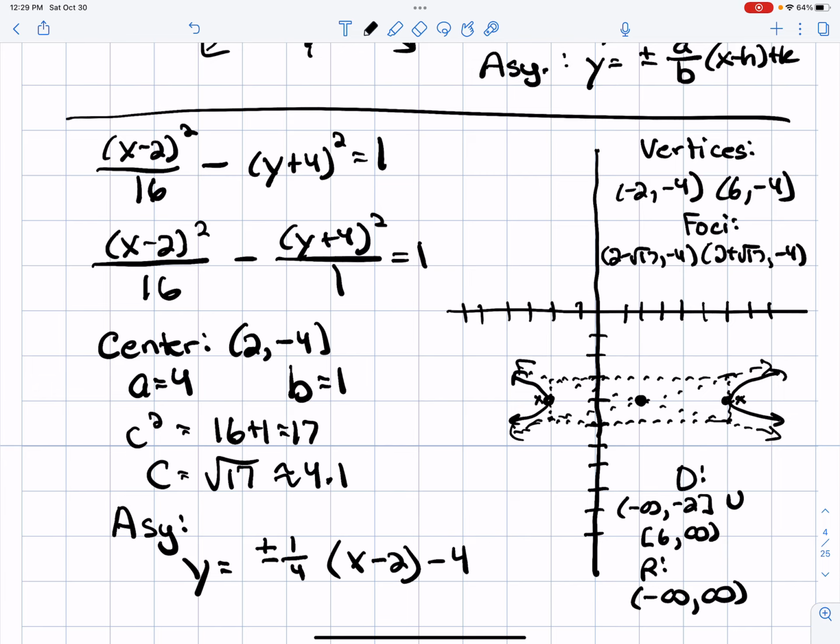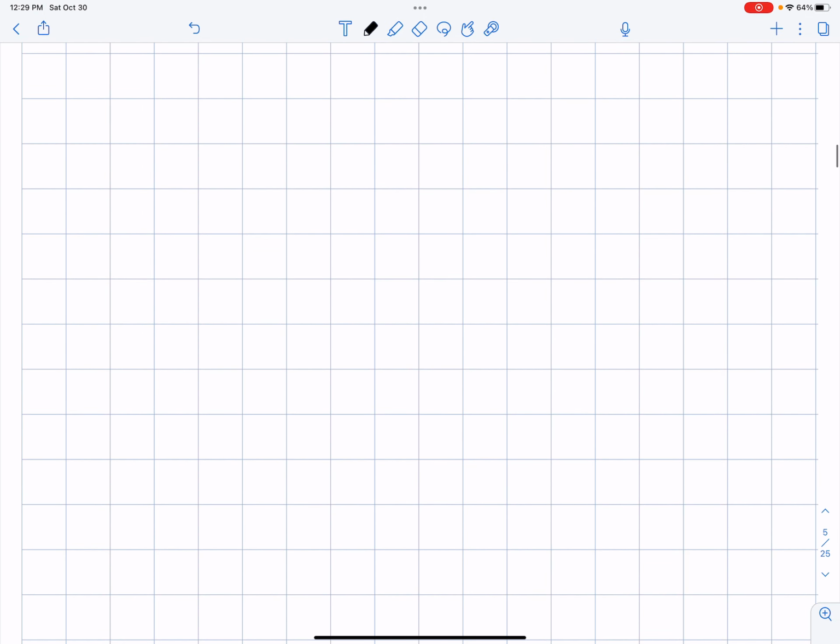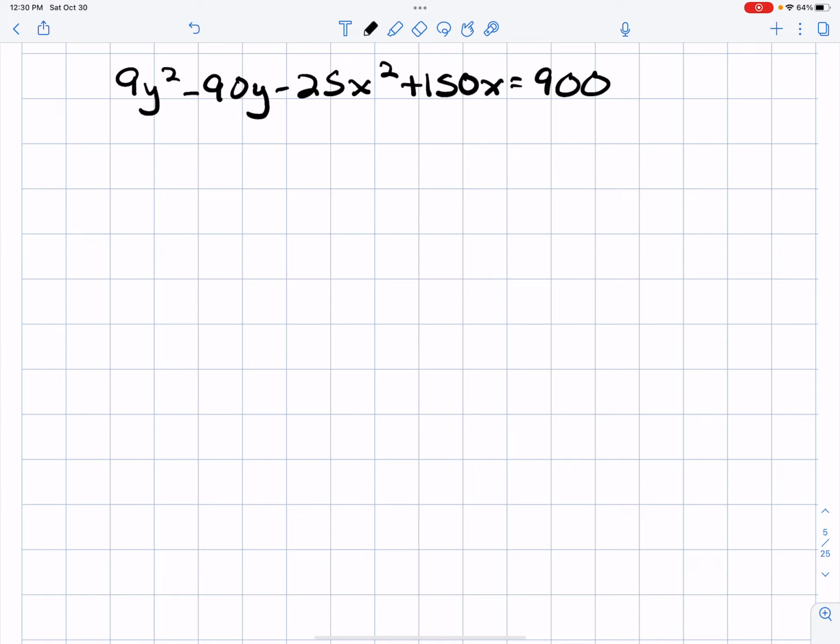Okay, 2 more things, then we'll be done. What if you have a parabola or hyperbola, I keep saying that, hyperbola, where the equation's not in standard form and it's also not centered at 0, 0? Like we did one earlier where the equation was centered at 0, 0. But what if it's not? What if you have 9y squared minus 90y minus 25x squared plus 150x equals 900? What if you want to just get that equation into standard form? Well, if you guessed that we're going to have to complete the square, you guessed correctly.